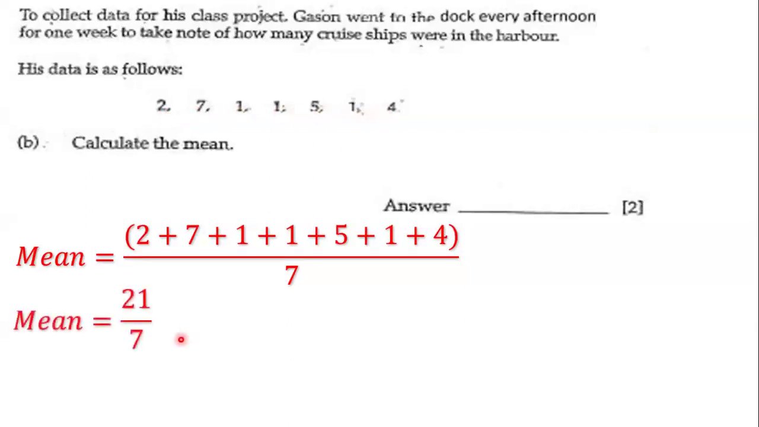Now what is 2 plus 7 plus 1 plus 1 plus 5 plus 1 plus 4? That's going to be 21 divided by 7, and 21 divided by 7 is 3. So that means that the mean is 3.